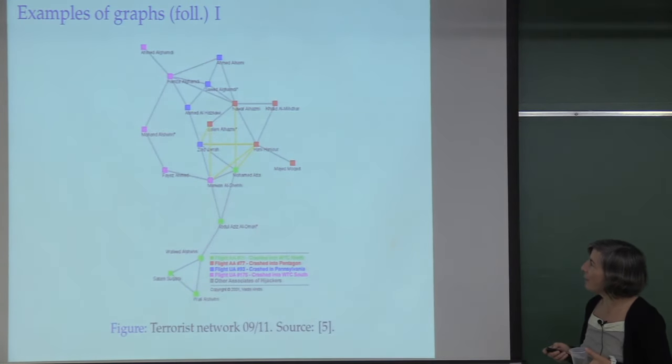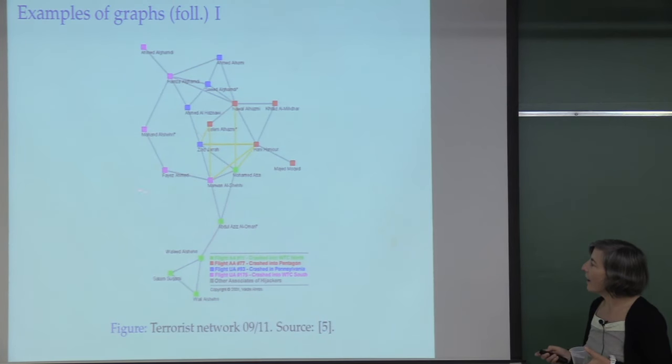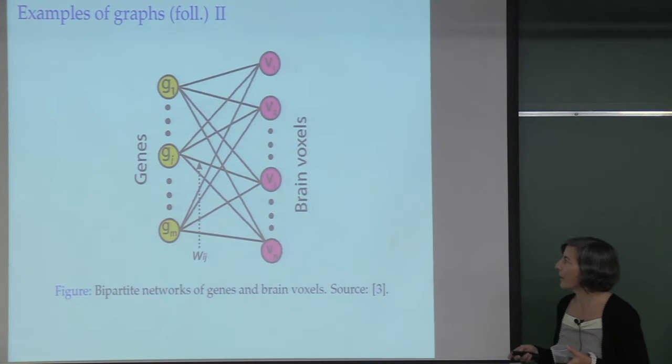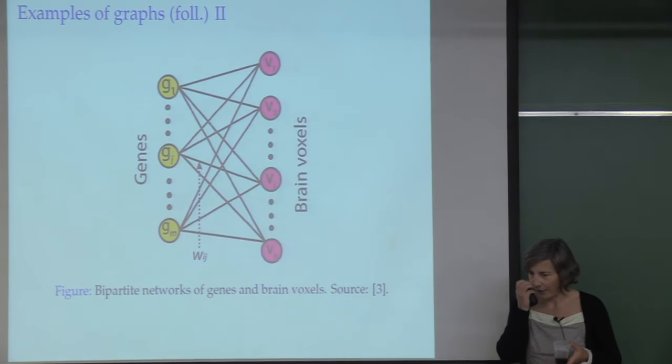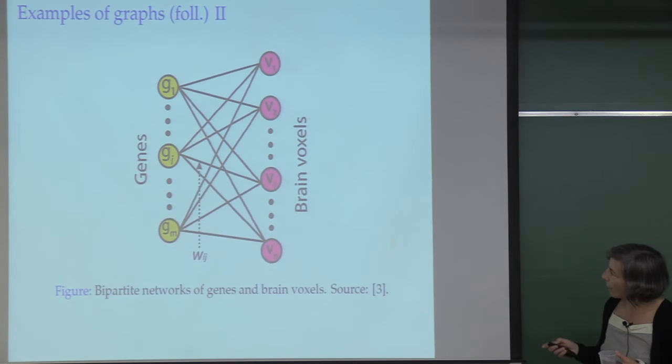Another example of a graph, this is the terrorist network of the 9/11 event. And here you can see that again the nodes have different roles. The edges between the nodes also play different roles. I could go on like that for a very long time, just to give some flavors. I will stop on this example because it's an important example.